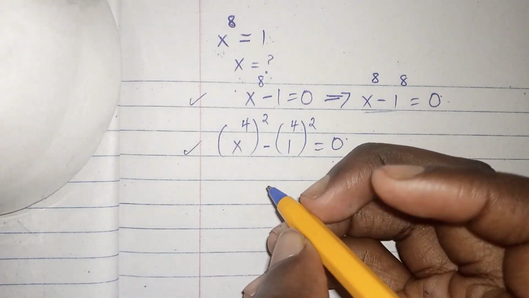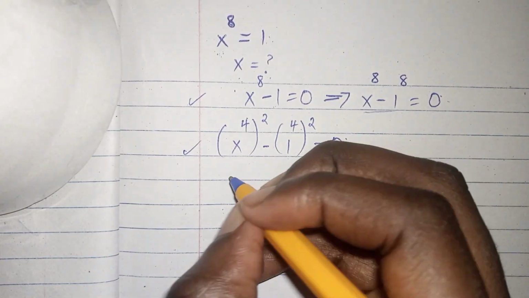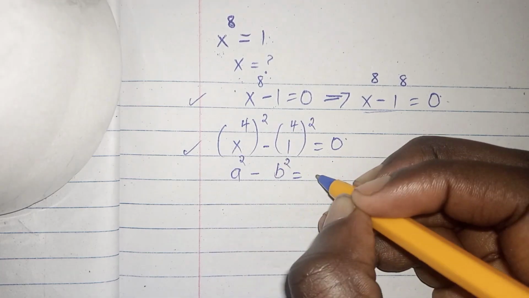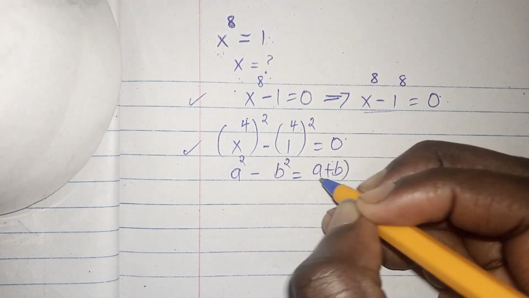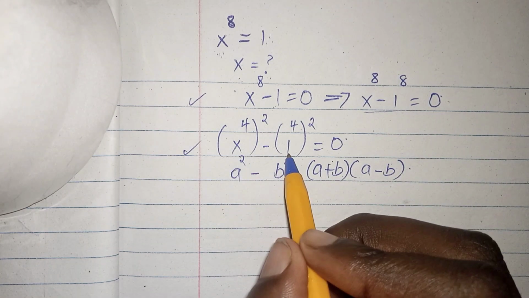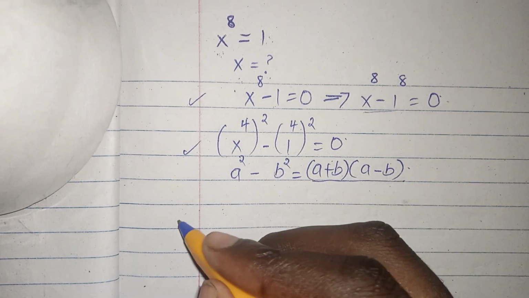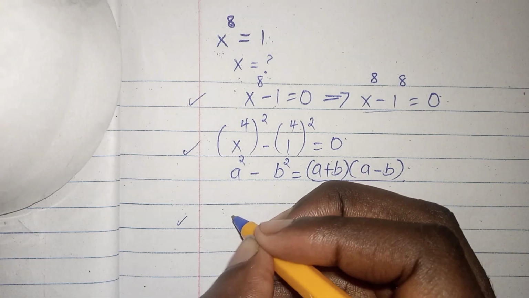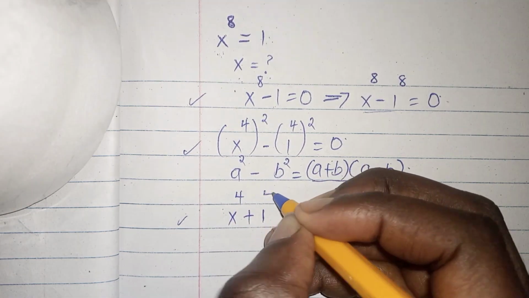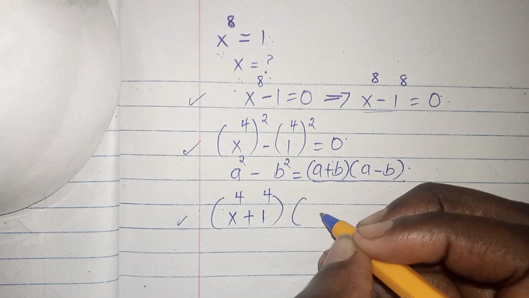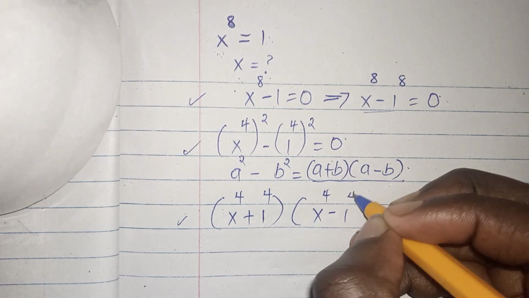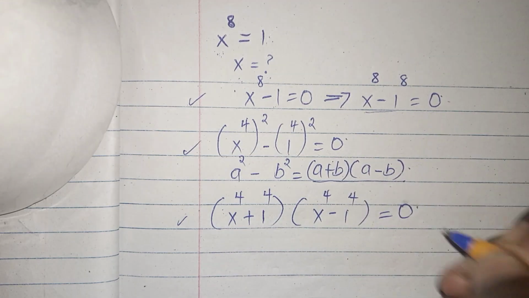So we are going to use this perfect square identity, whereby if you have a squared minus b squared, we can as well write it as (a plus b) in bracket (a minus b). So let us express this into this form. So this will be (x to the power of 4 plus 1 to the power of 4) into bracket (x to the power of 4 minus 1 to the power of 4) is equal to 0.